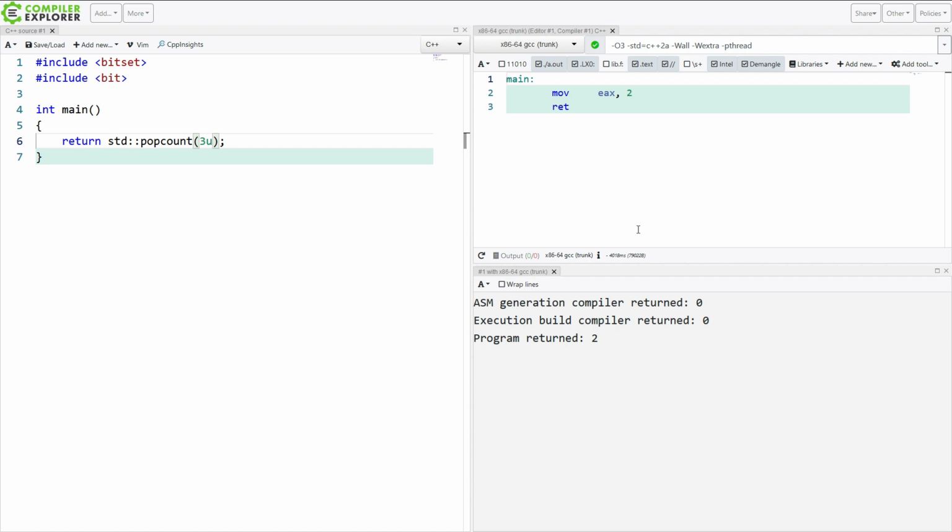So yeah, the bit header coming in C++20, I expect it will be a lot of help for things that are doing low-level bit manipulation, like emulators.